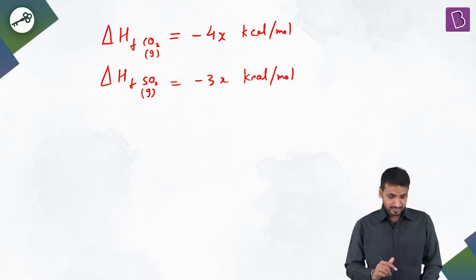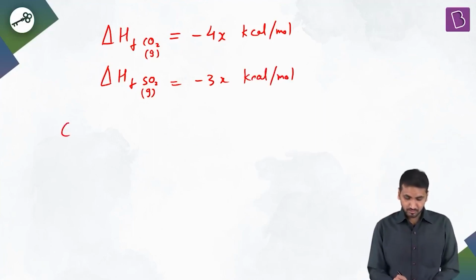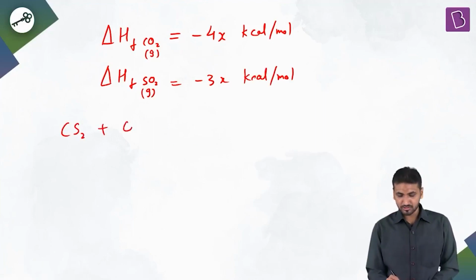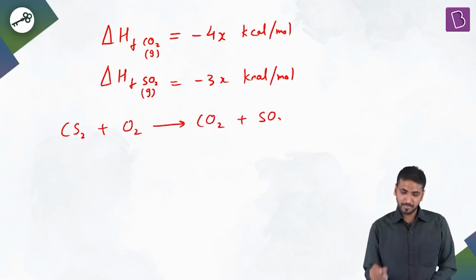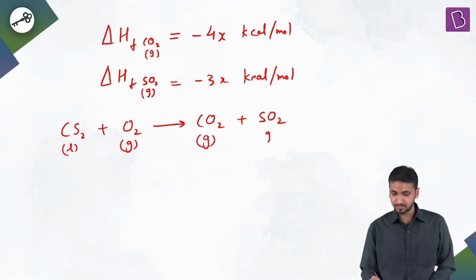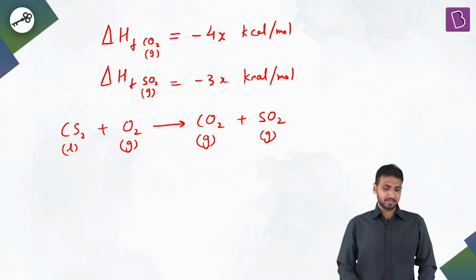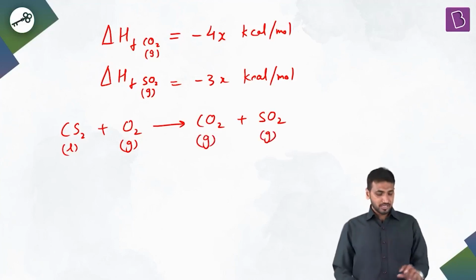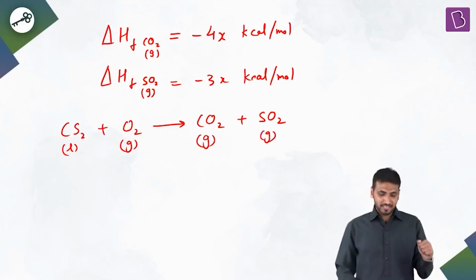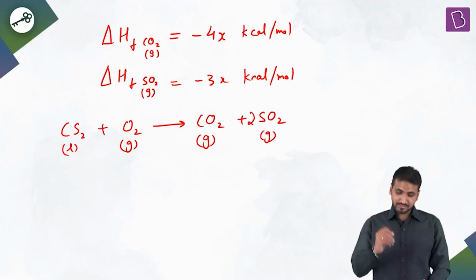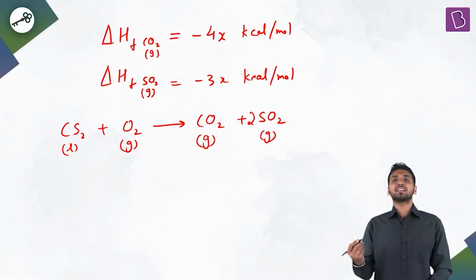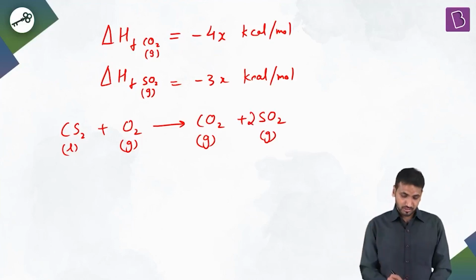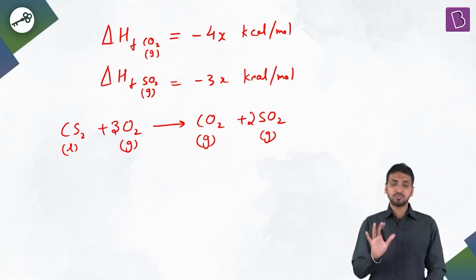Perfect. And the reaction is CS2 reacting with oxygen to form CO2 and SO2. CS2 is in liquid state, oxygen is in gaseous state, CO2 is in gaseous state, and SO2 is also in gaseous state. If you just balance this reaction, you have 2 sulfur on the reactant side, so you will write 2 here to balance it. And now you have 6 oxygen atoms on the product side, so I'll write 3 over here. Now the reaction seems to be balanced.